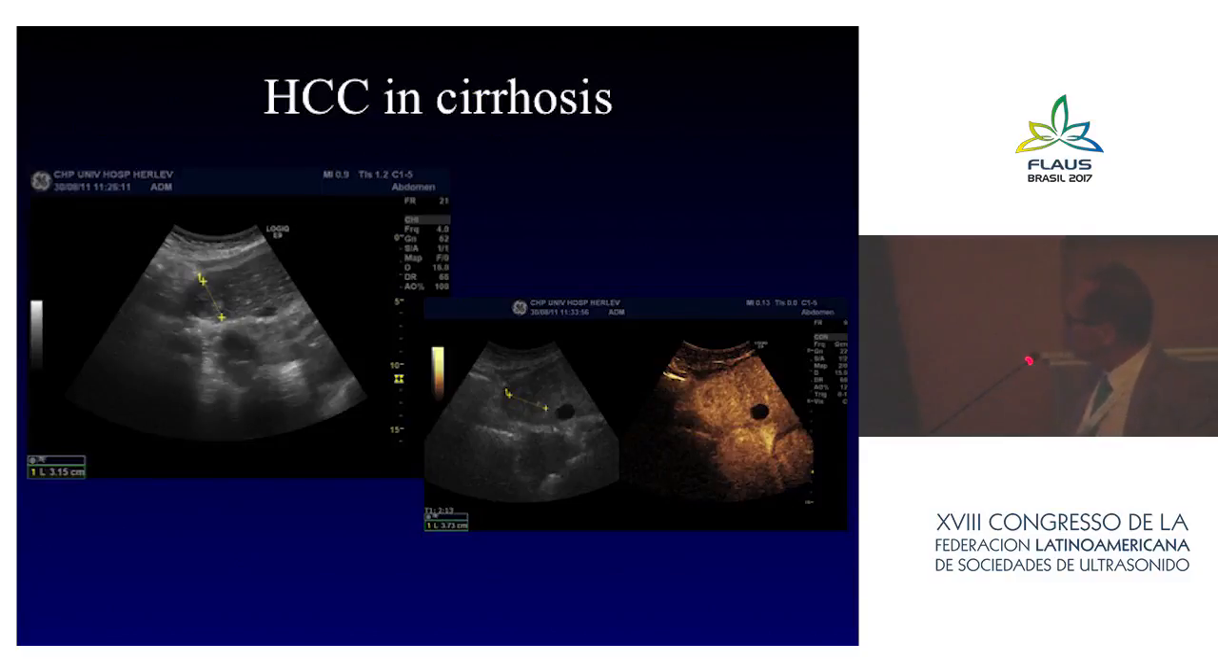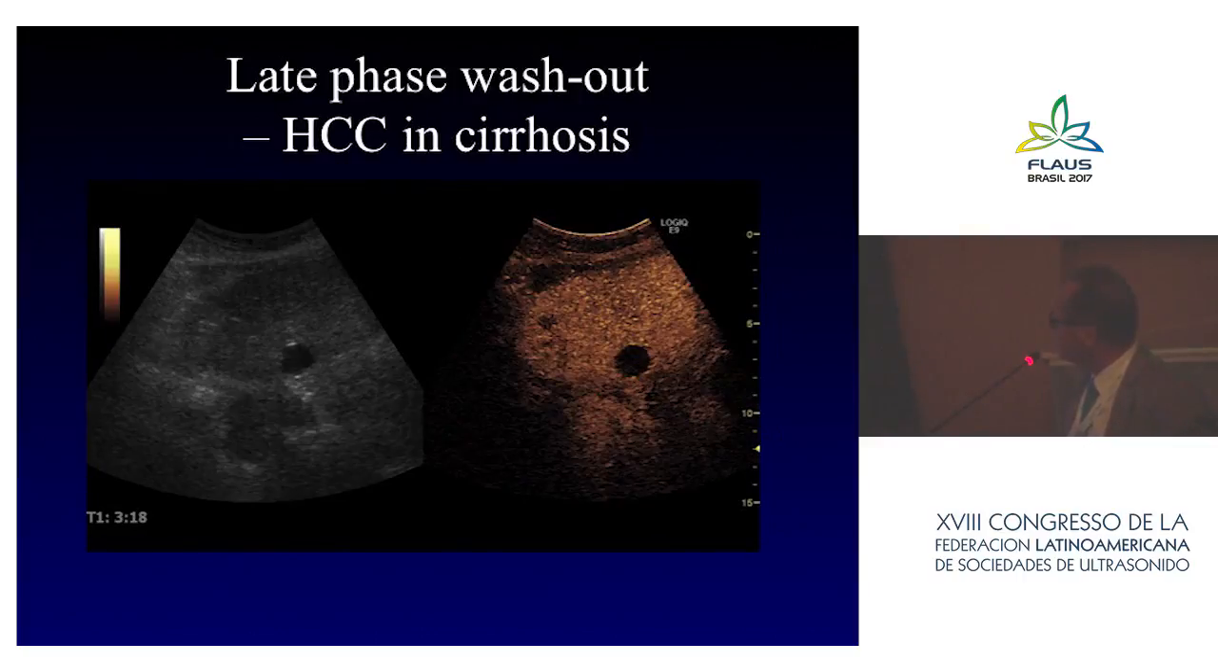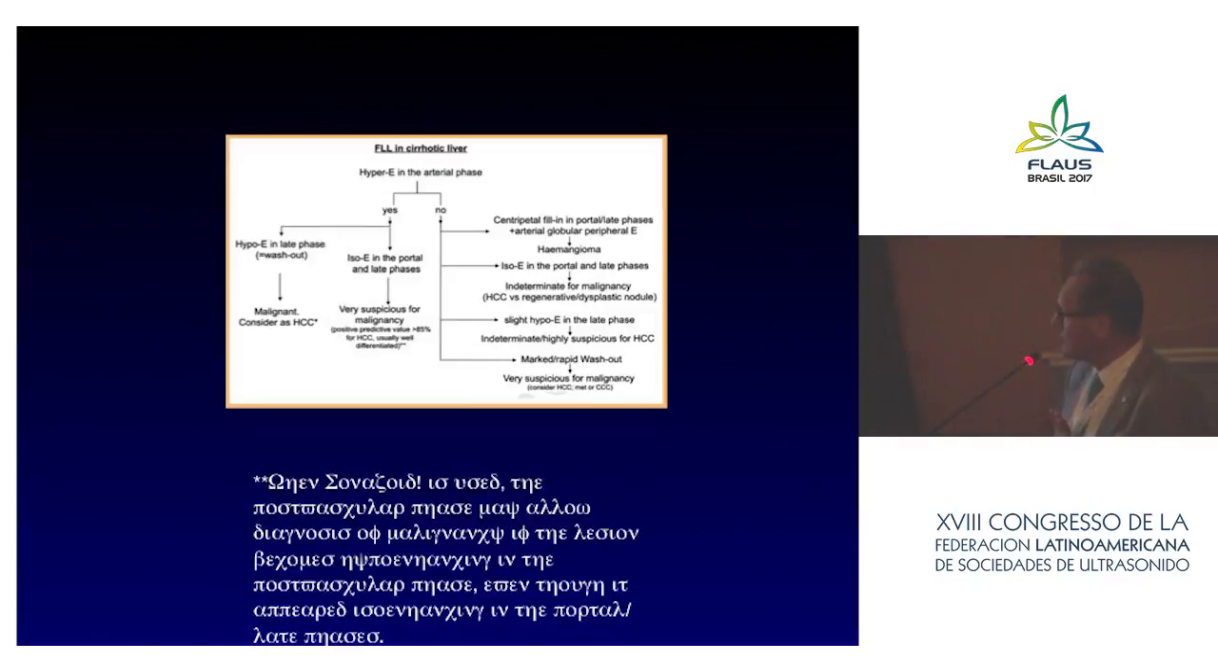So here's a case of an HCC in cirrhosis. You see the lesion, and you can also see it is hyperenhancing in the arterial phase. In the late phase, you can see it is washing out. This is not the lesion, this is a cyst. But the lesion is here, it's washing out, not enormous washout, but it's washing out. And that is very suspicious. This is an HCC. You don't need a biopsy.